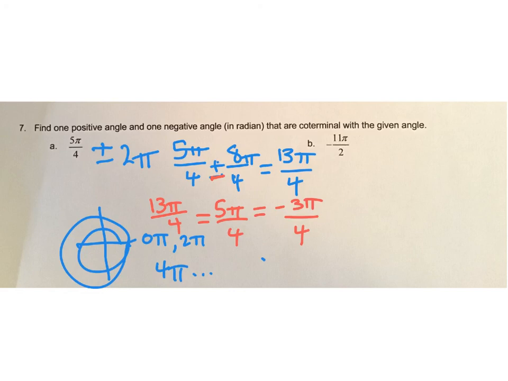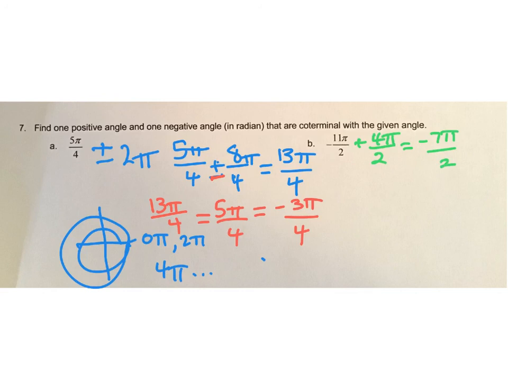Let's look at the next problem. This one's a bit tougher. It's going to be easy to get a negative. Let's add 2 pi. But when we add 2 pi, it would be 4 pi over 2. 4 divided by 2 is 2. And that's going to give us a nice negative 7 pi over 2.